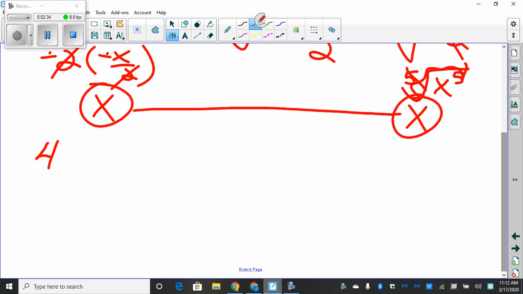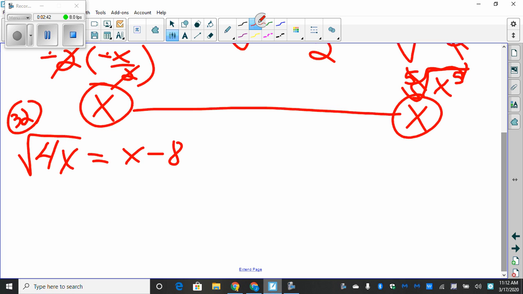32 said the square root of 4x is equal to x minus 8. So that's number 32, I believe. Let me double check. Yeah. Okay, so I've got to solve this. What I'm going to do is square both sides, since it's already isolated over here, just one radical side. So I'm going to square both sides.